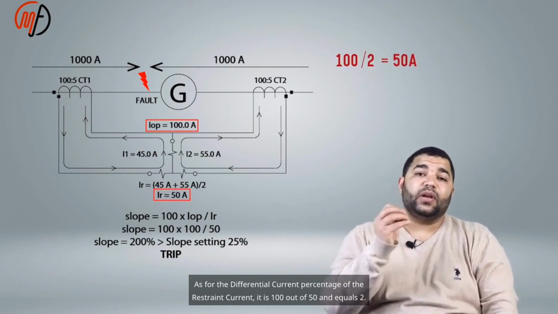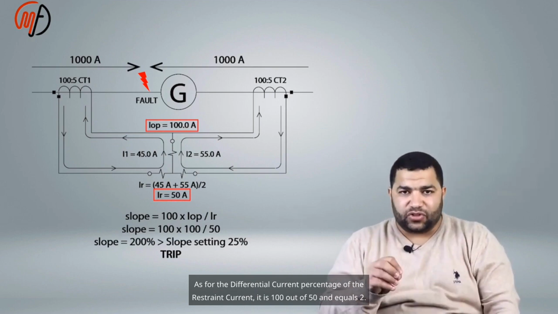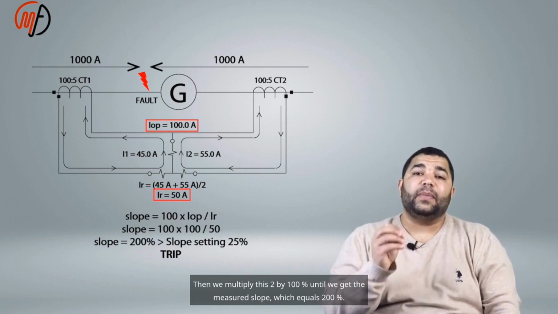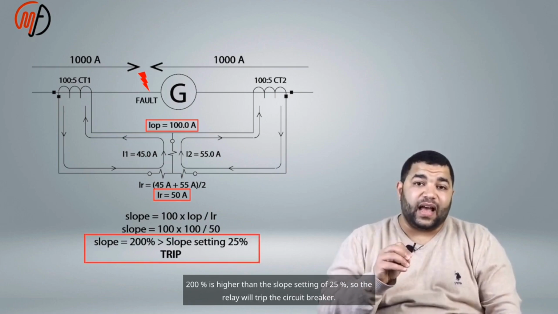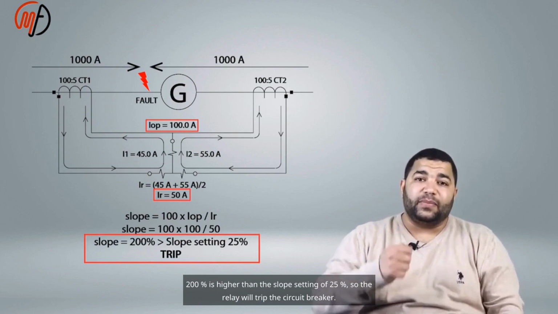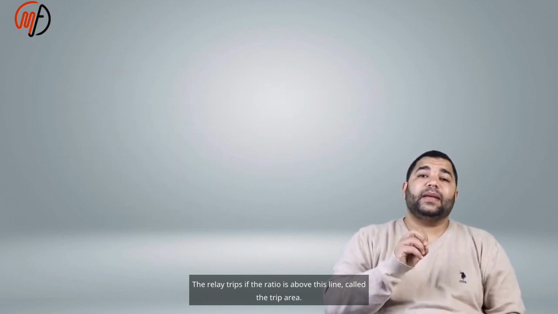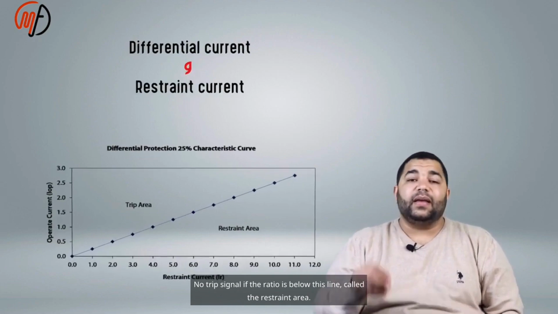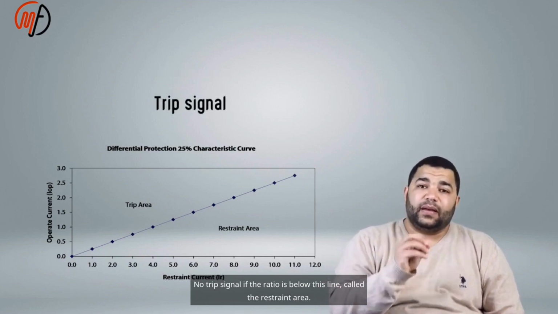As for the differential current percentage of the restraint current, it is 100 out of 50 and equals 2. Then we multiply this 2 by 100% until we get the measured slope, which equals 200%. 200% is higher than the slope setting of 25%, so the relay will trip the circuit breaker. The relay trips if the ratio is above this line, called the trip area. No trip signal if the ratio is below this line, called the restraint area.